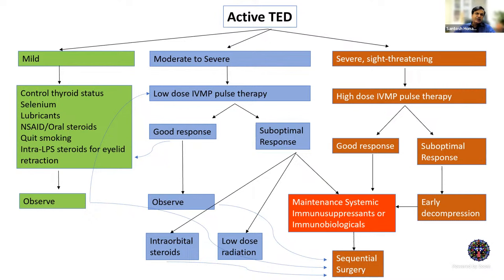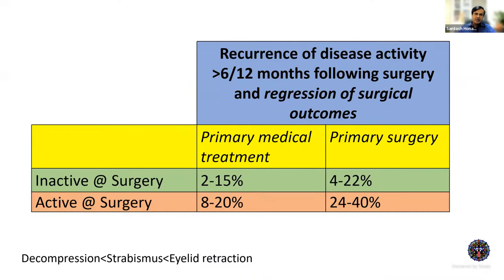Severe sight-threatening disease: high-dose intravenous methylprednisolone pulse therapy. If there is good response, you continue medical management. If there is suboptimal response or worsening, then you go for an early transnasal endoscopic deep medial wall orbital decompression.